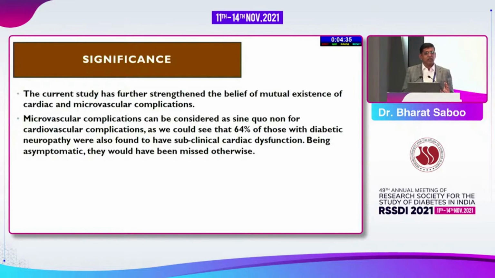As we see, with a simple test for neuropathy, 64% of those with diabetic neuropathy also have a subclinical cardiac dysfunction. Being asymptomatic, they would have been missed, and it is a great loss to society.